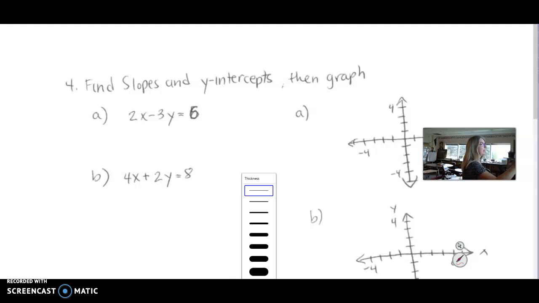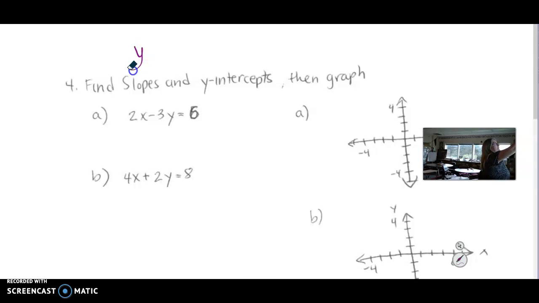So if I have 2x minus 3y equals 6, if I'm trying to get it in this form, I want y on one side by itself. So I'm going to try to get that negative 3y on that side by itself first. So I'm going to get rid of this 2x. I'm going to subtract 2x from both sides. This is gone because 2x minus 2x is 0, and I still have a negative. Don't leave that negative off.